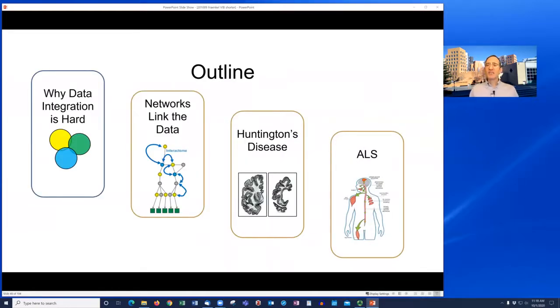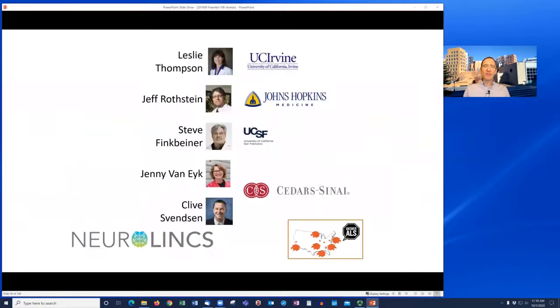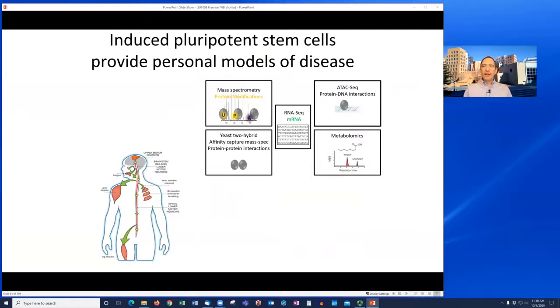So that's in the context of Huntington's. I'd like to tell you now about how we've been applying similar approaches and advancing them in the study of ALS. And this is collaborative work with a number of different groups around the country. It was originally funded by an NIH grant called Neuralinks, and now it's grown into a much larger effort, something called Answer ALS.